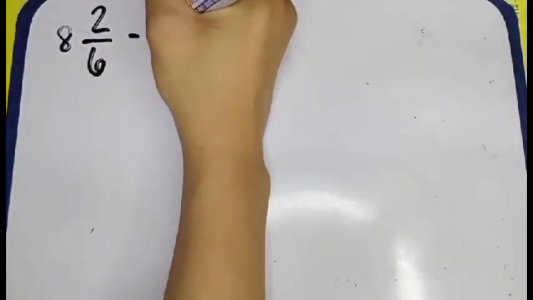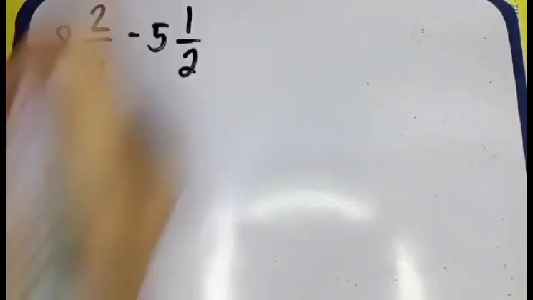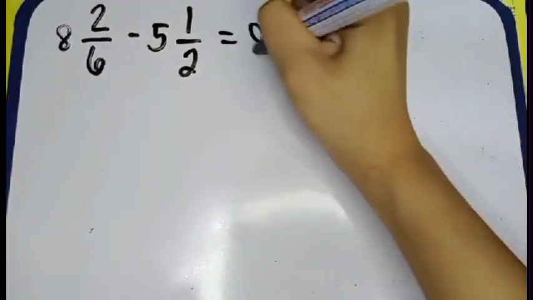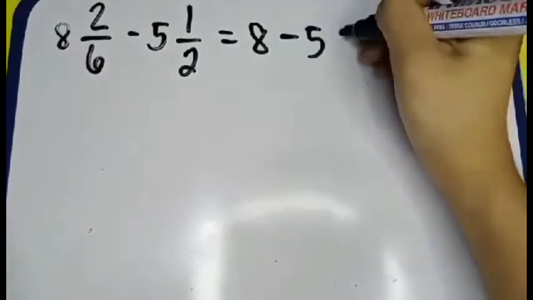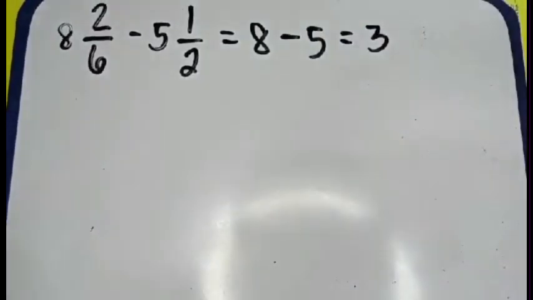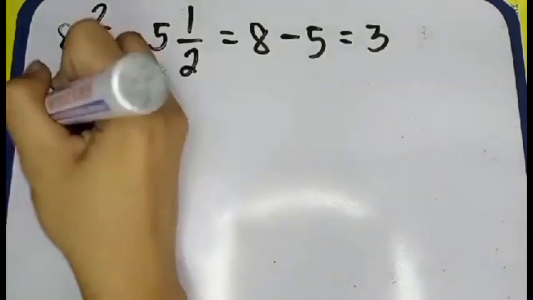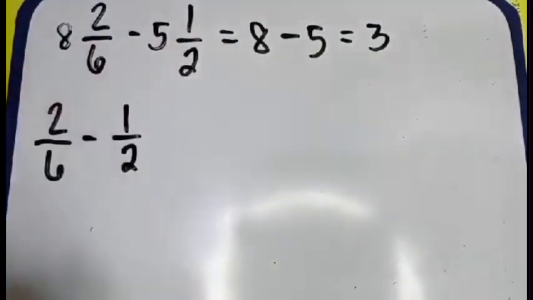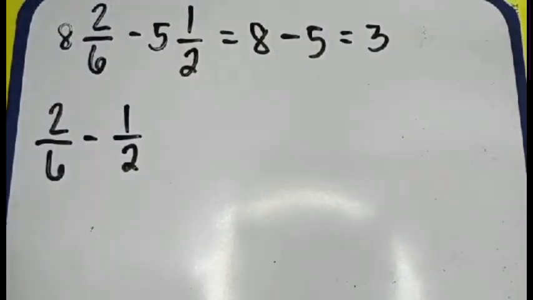Last example is we have 8 and 2 over 6 minus 5 and 1/2. First, let's solve the whole number, which is 8 minus 5. 8 minus 5 is equal to 3. Then, proceed naman tayo sa fraction parts, which is 2/6 minus 1/2. The similar fraction, so hanapin natin ang LCM ng 6 and 2, and that is 6.